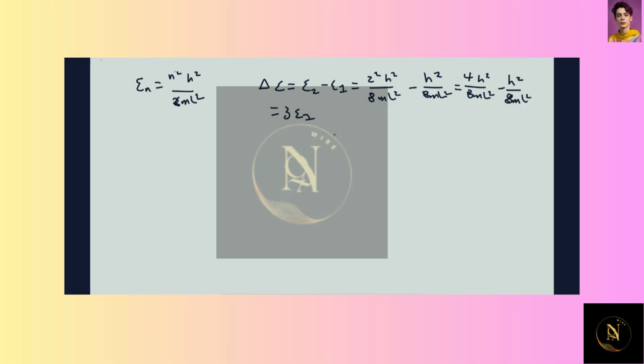Now the energy of the photon emitted due to this transition is going to be equal to this change in energy. The wavelength of a photon is related to its energy: delta E, the energy of that transition, is equal to h c over lambda, which is equal to, plugging in this value, 3 h squared over 8 m L squared. Now we want to solve for lambda.